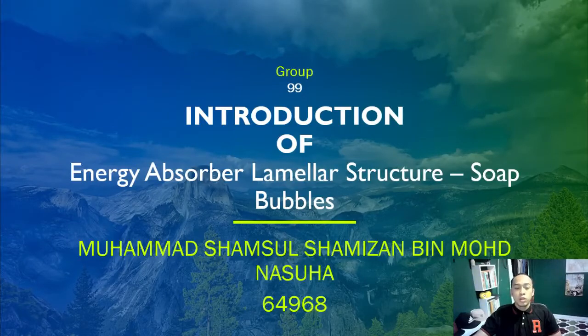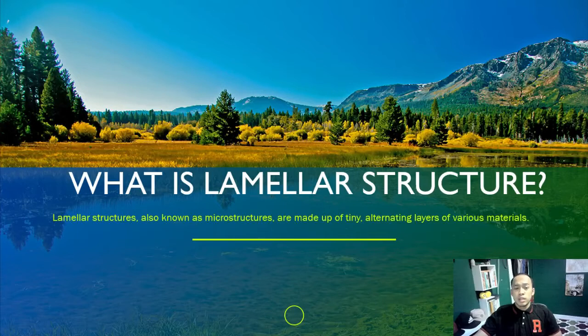So today I will talk about the introduction of energy absorbable lamellar structure of soap bubble. What is lamellar structure? Lamellar structure, also known as microstructure, is made up of tiny alternating layers of various materials. They are common in situations where a phase transformation front moves swiftly, leaving two solid products behind, such as when eutectic or eutectoid systems move quickly.